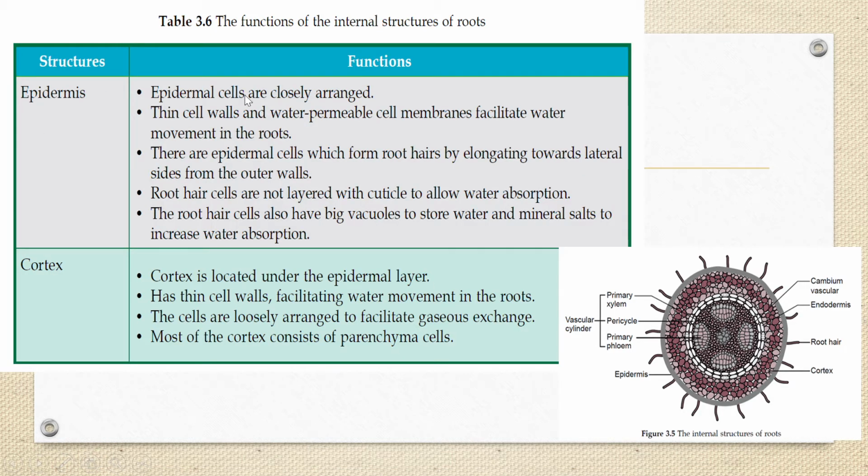So the epidermis, the gray colored region here at the outer. These cells are closely arranged. Their cell walls are thin. They are permeable to water, to facilitate water movement into the roots.